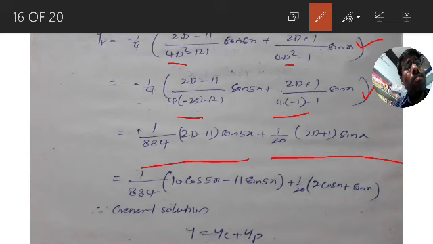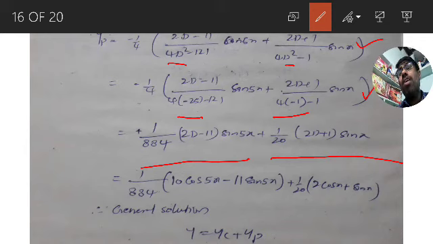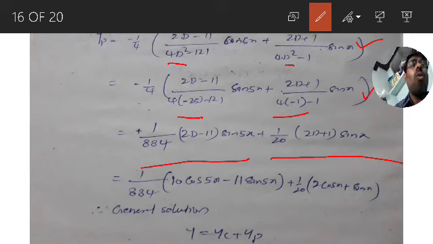Denominator D means 1 by D plus something, we rationalize. 1 by D means we integrate. Only D in the numerator means we differentiate. So 2D minus 11 of sin 5x, 2D plus 1 of sin x.